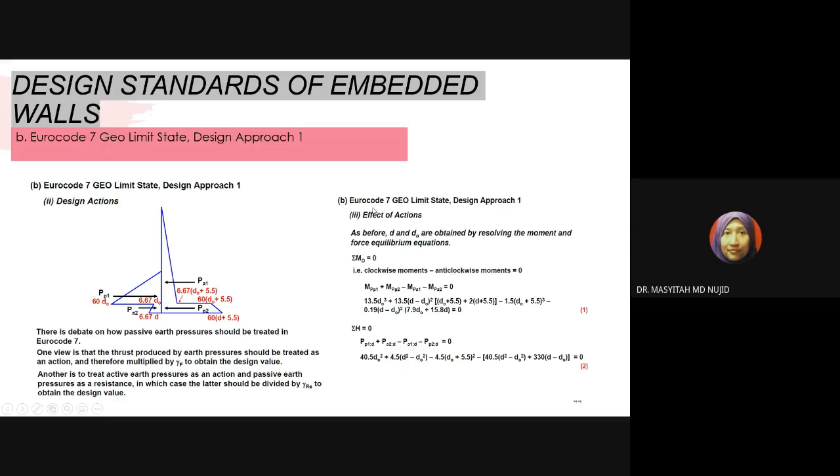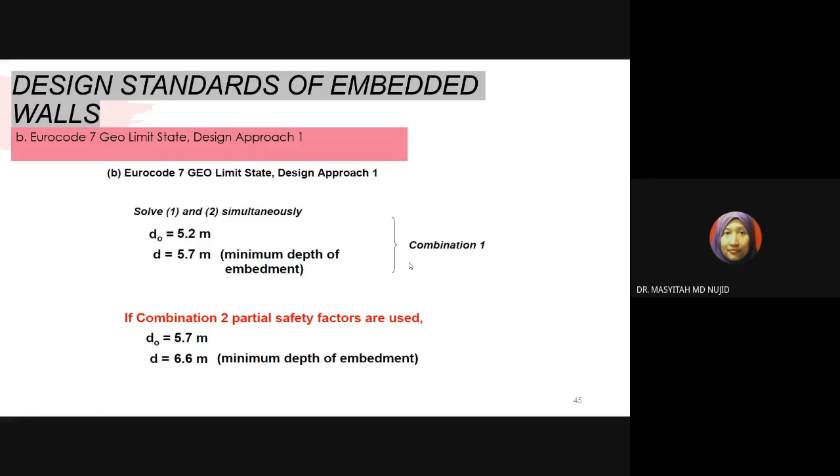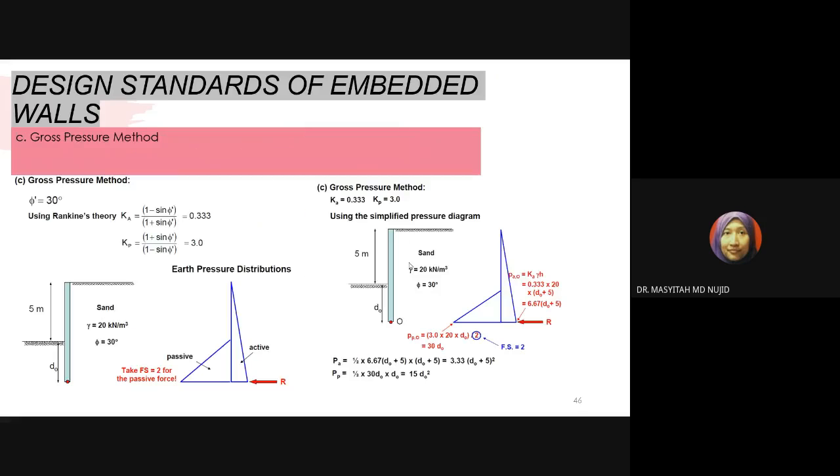Okay, the next is the effect of actions in Eurocode. You consider resolving the moment and the force equilibriums. So we substitute or simultaneously solve equations 1 and 2 using the combination 1 method. We can have D naught as 5.2 and the minimum depth of embedment D as 5.7. If we use combination 2 with the partial safety factors, the minimum depth is 6.6 while D naught is 5.7 meter.